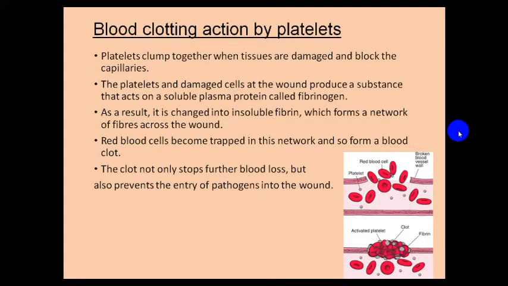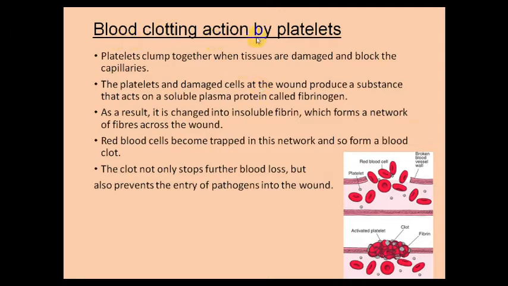We meet again for our online lesson on the topic transport in animals for this week, week 37. This week, teacher is going to cover the blood clotting action by platelets, because last week, week 36, teacher covered the components of the blood, together with the elaboration of how each component of blood has its own structure and function. So now let's start for this week.